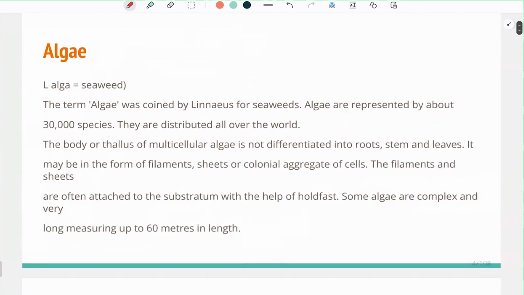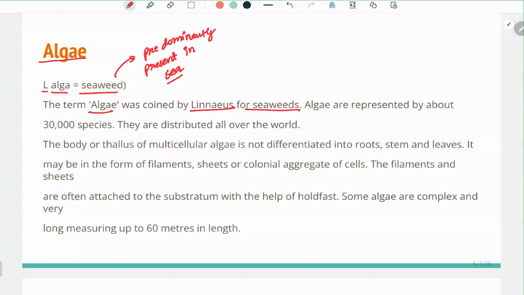We will go thoroughly through what algae has to teach us. We will look into all the points that algae has in itself, some important points. So algae, alga, that means seaweed. They are predominantly present in the sea. So they are called seaweed. The term algae was coined by Linnaeus for seaweed.